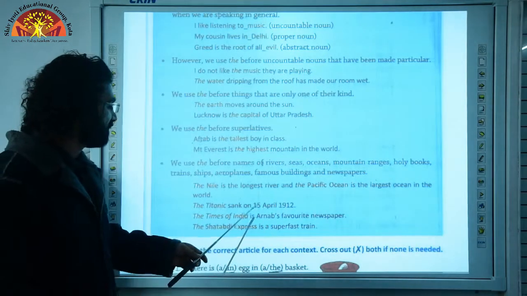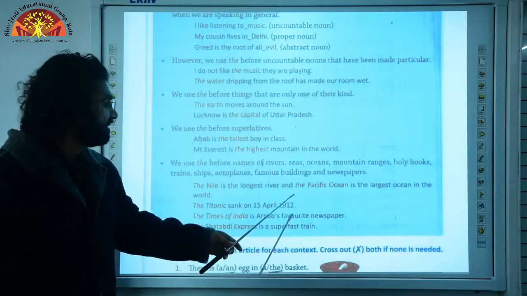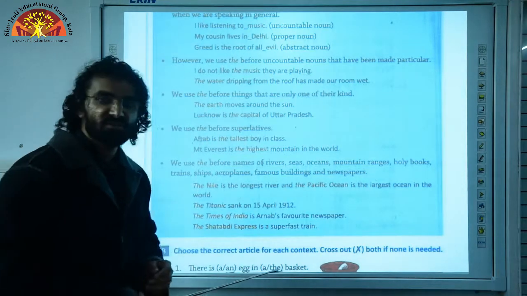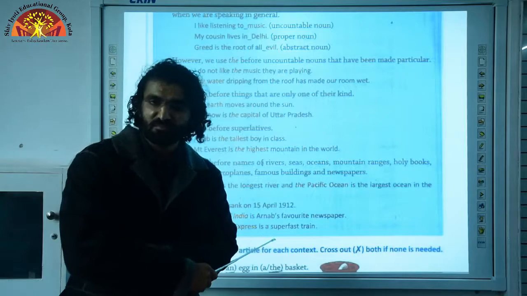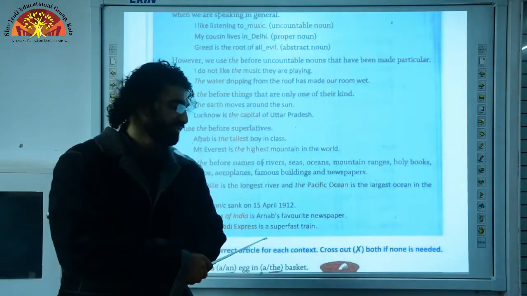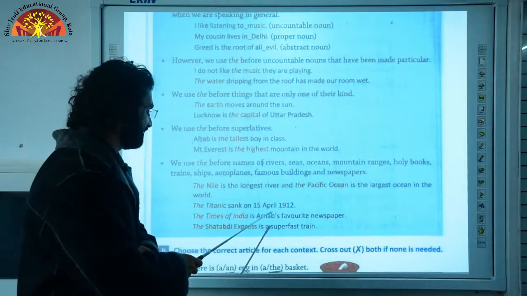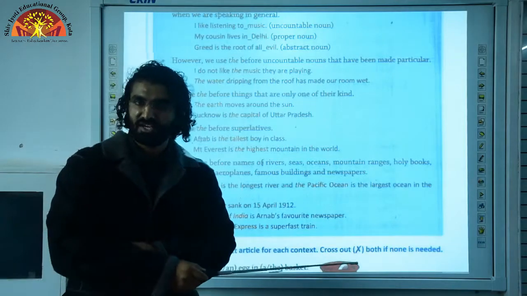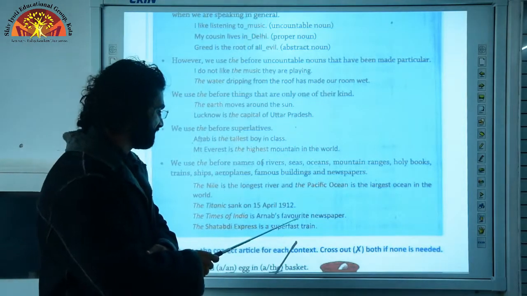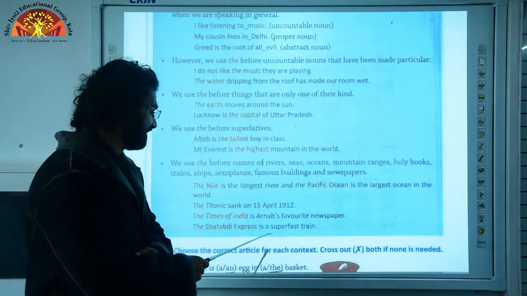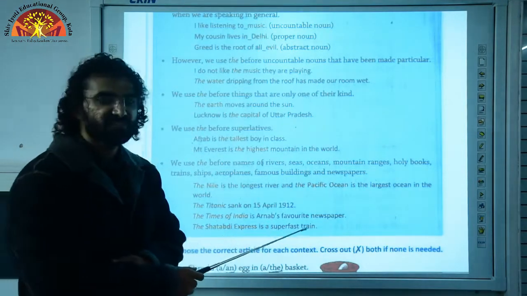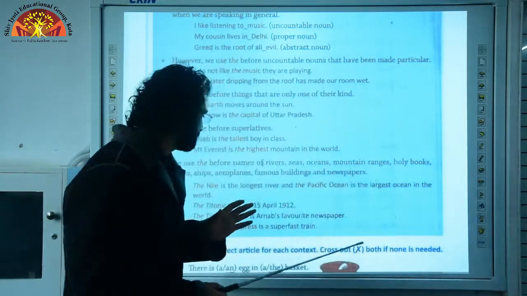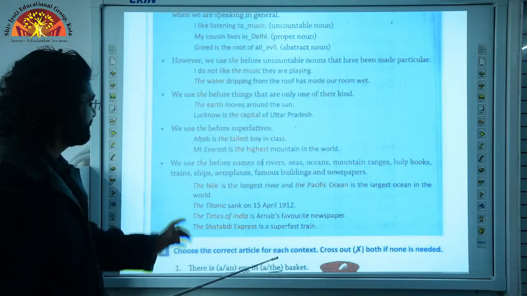The Titanic sank on 15th April 1912. As we learned, before the names of ship, we use the article the. So Titanic is the name of a ship on which a good film was also made. The Titanic sank on 15th April 1912. Before the names of newspaper: the Times of India, the Hindustan Times. The Times of India is Arnab's favorite newspaper. The Shatabdi Express is a super fast train. The Shatabdi Express, the Rajdhani Express, the Chennai Express. Okay? So I hope you have understood all about the which was given in your book.